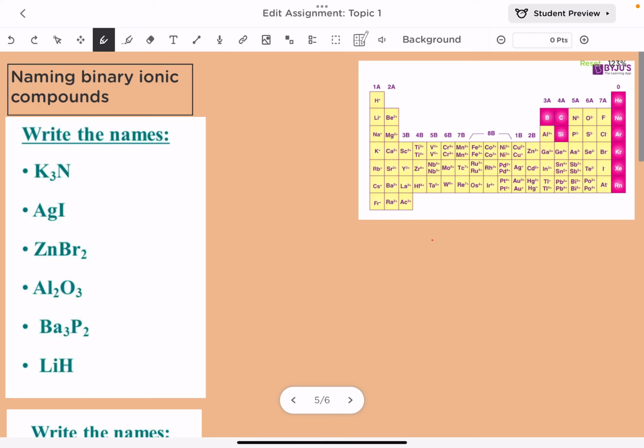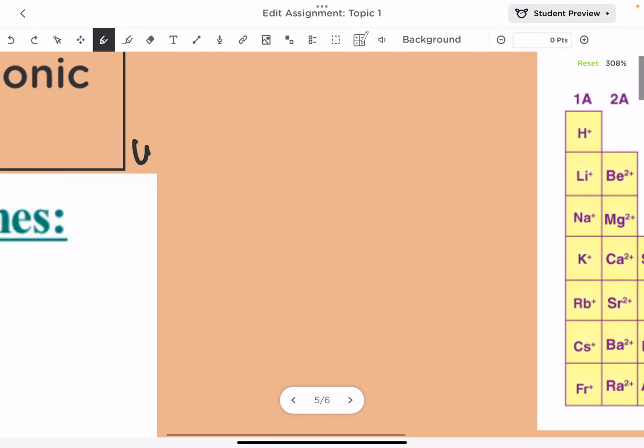Naming binary ionic compounds. In naming the binary simple ionic compounds, all we need to do is write the name of the positive ion, the first element, and write the name of the second element ended with the suffix IDE. So the rule is as follows.